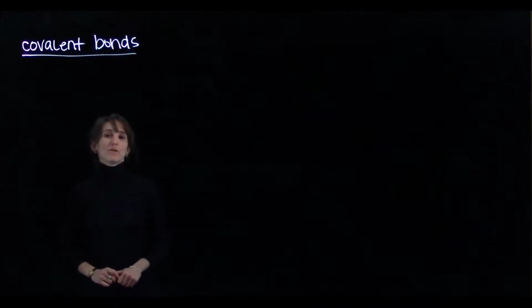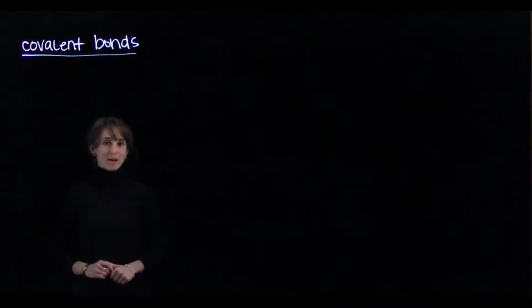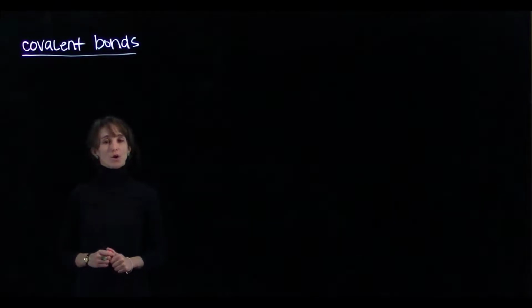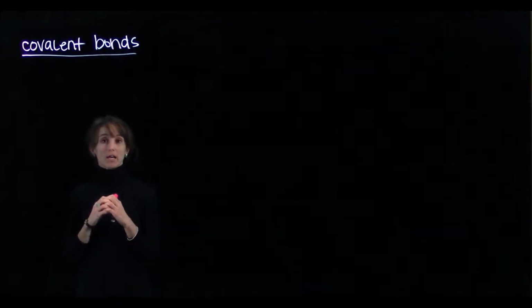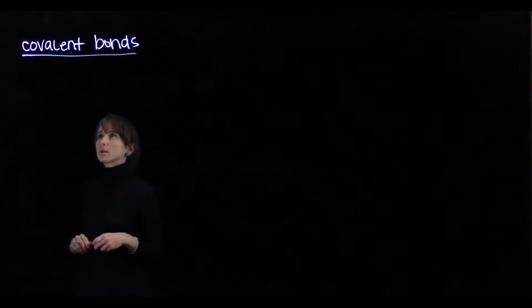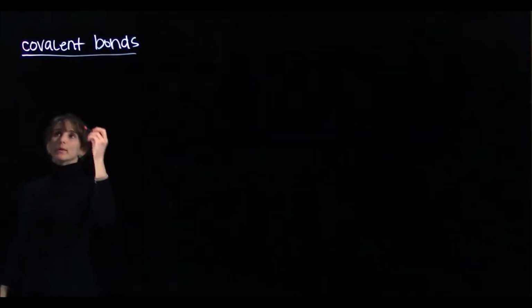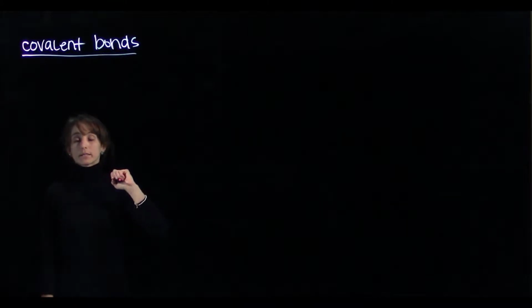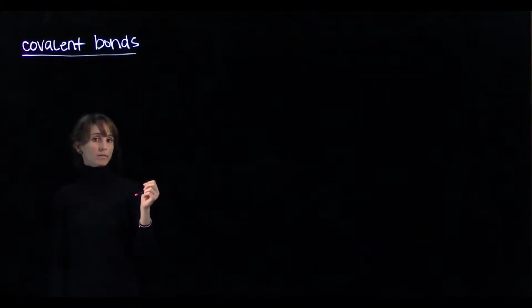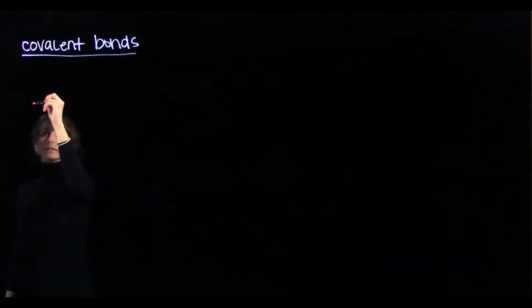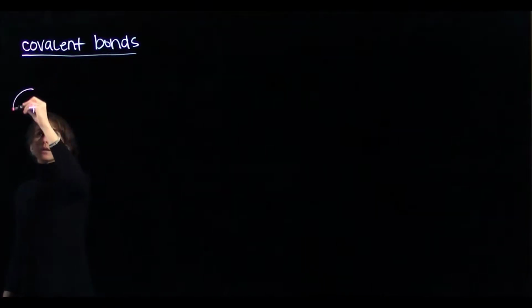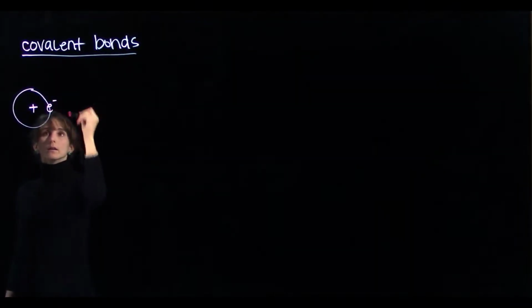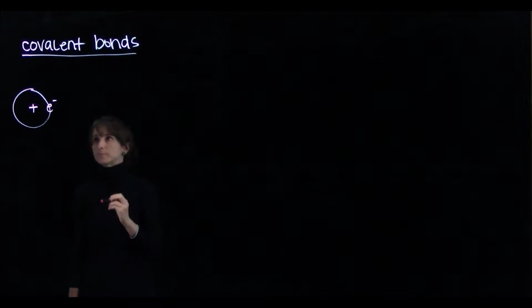A second type of chemical bond is called a covalent bond, and covalent bonds occur when atoms are sharing electrons. So let's see how that works using a very simple example of hydrogen atoms. If we look at hydrogen's entry on the periodic table, we see that it has an atomic number of 1, which means that it has 1 proton in its nucleus, and we'll give it 1 electron in that first shell.